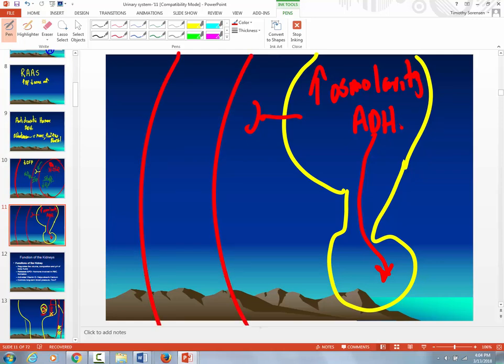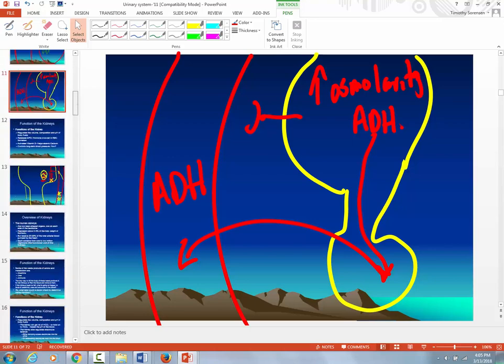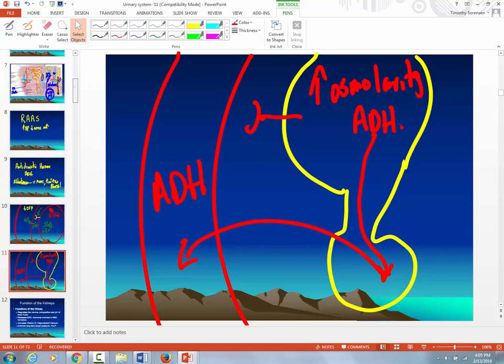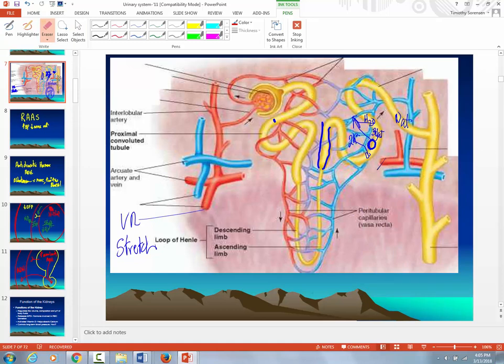Because ADH is produced by the hypothalamus, it's released from what part of the pituitary? I'm waiting. The posterior pituitary. So ADH gets dumped into the blood. Boom. ADH's primary effect is on the collecting ducts of the nephron. Remember, I told you I'll never forget it, I explained to you that the collecting ducts are impermeable to water. But under the effects of ADH, ADH will stimulate the cells of the collecting ducts, and they will insert water channels into the collecting ducts.